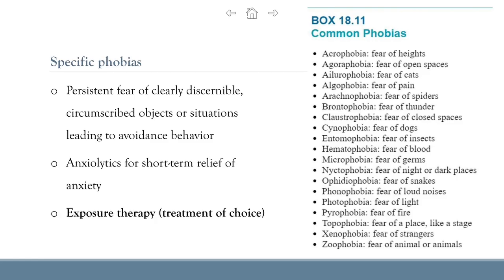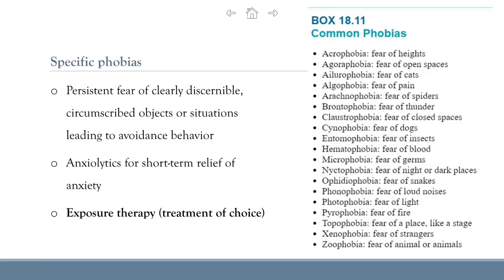So this is a persistent fear of a clearly discernible, circumscribed object or situation leading to an avoidance behavior, which means the person can tell you exactly what it is that they're afraid of. It's not like they're just generally afraid and have no idea why. They can tell you exactly what they're afraid of.